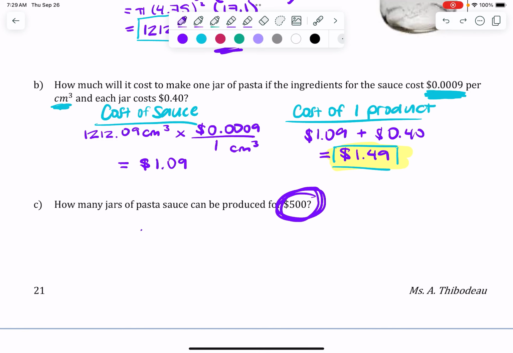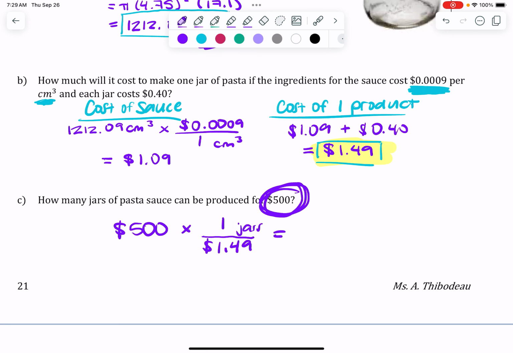And that's so super useful. Hey, you're a highlighter. You're so super useful because if I want to convert $500 to number of jars that can be produced, I want jars to be at the top and I want dollars to be at the bottom. And I know that 1 jar costs $1.49. I can go ahead and figure out that number, and that will be the number of jars. Plug it in, see what you get. But I get 335.57 and so on.